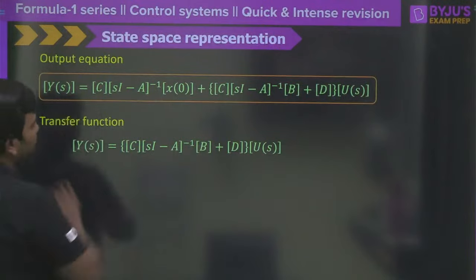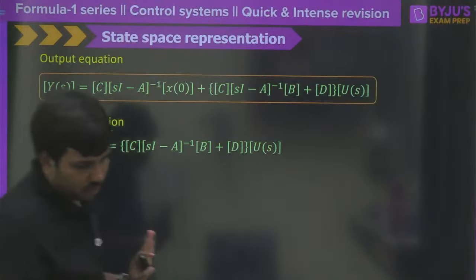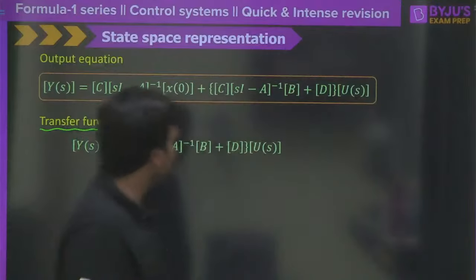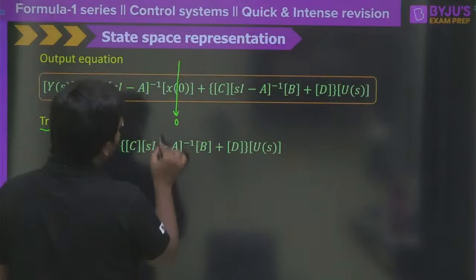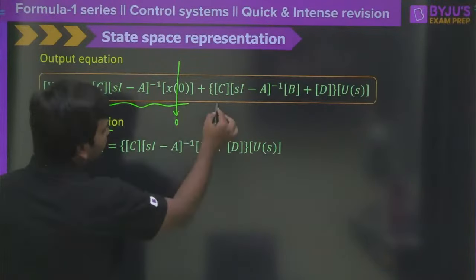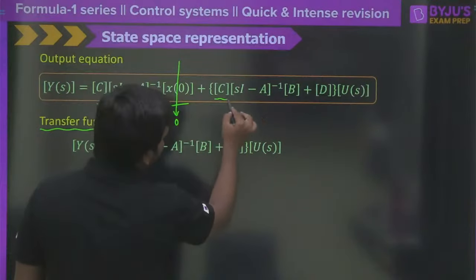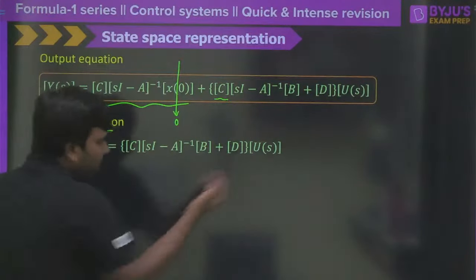Now, in this output equation, if you want the transfer function, it is so simple to find. How to find the transfer function? The initial condition must be 0. So that means this must be equal to 0. If this is equal to 0, then this entire part will become 0. Then you will be left with C into (sI minus A) whole inverse into B plus D into U(s). That is exactly what you have here.